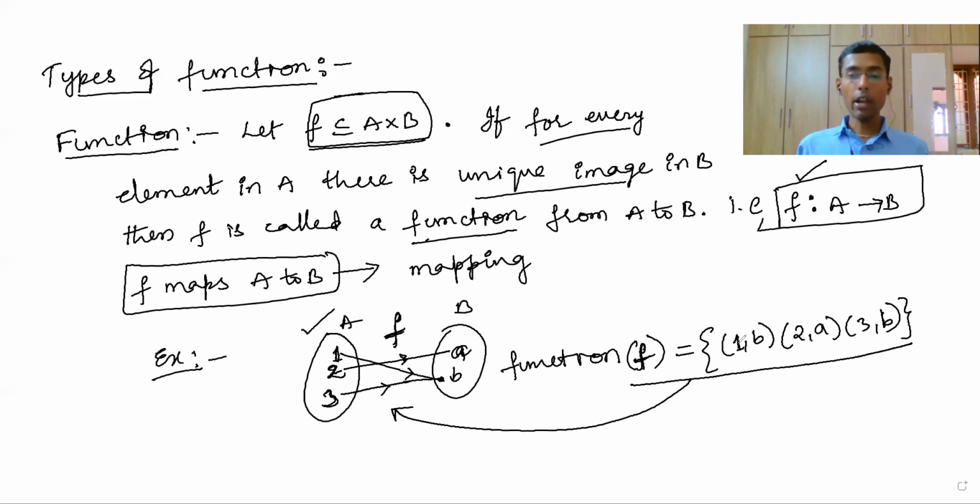Yes. And here (1, b) belongs to f. Here 1 is an element in A, b is its image. Image of 1, image of 2, image of 3. What you can write is f of 1 equals b. This is how you can write. You understand? Image of 1 is b under f, mapping f.